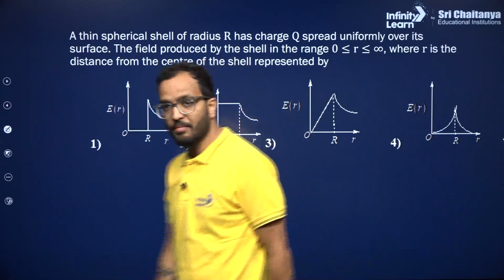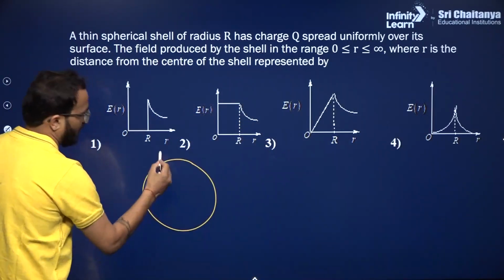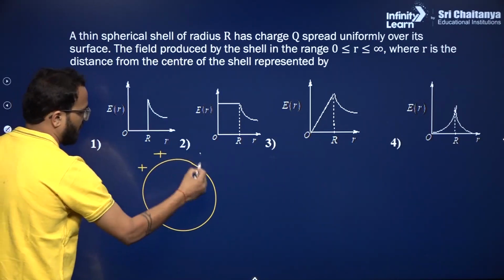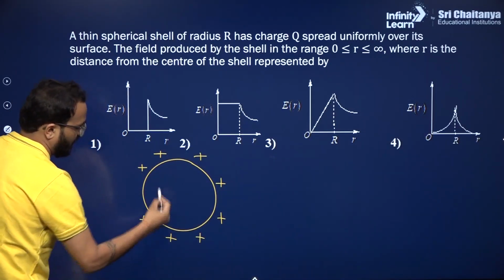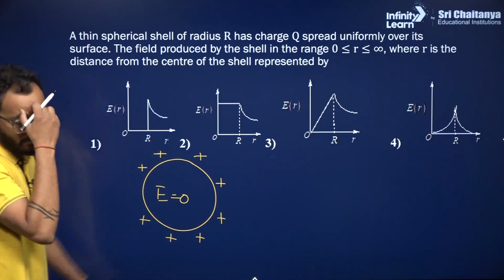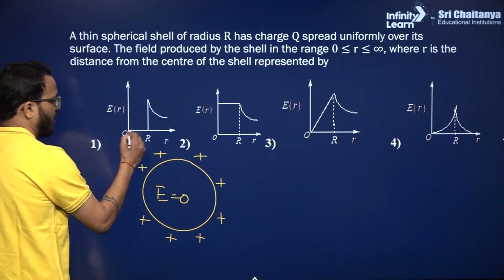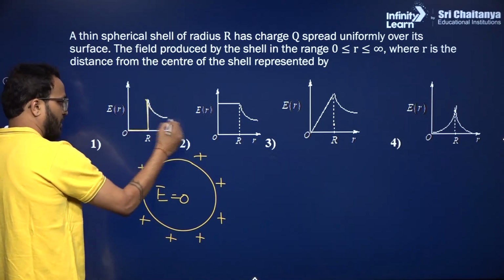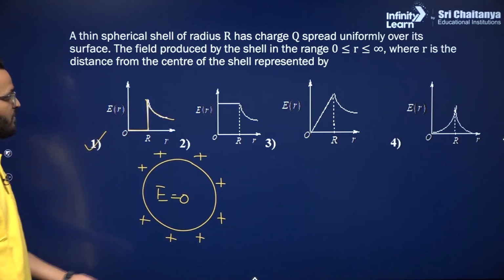Now let's come to this particular question. This is very famous and everybody knows. If a hollow sphere is taken and the charge is spread over its surface, then electric field inside everywhere is 0 and outside it behaves as if all this point charge is kept at the center. So it will be 0 inside and then it will decrease outside. So option number 1 is correct. Okay.